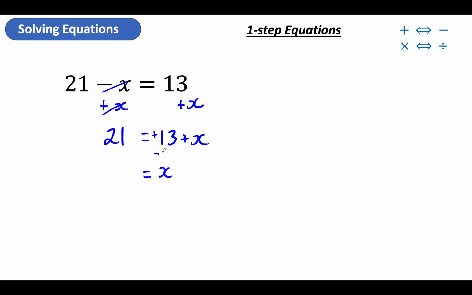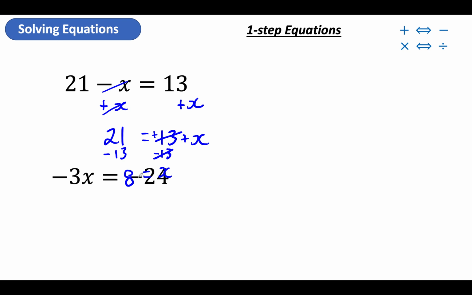So if I do negative 13 minus 13, those two things cancel out. They turn into 0. I'm taking 13 away from that side, but I must do it to both sides, and I'm left with 21. Take away 13 is 8. So x must be 8. And it doesn't matter that it's 8 equals x. It means the same thing. These two things are equal, so x equals 8.